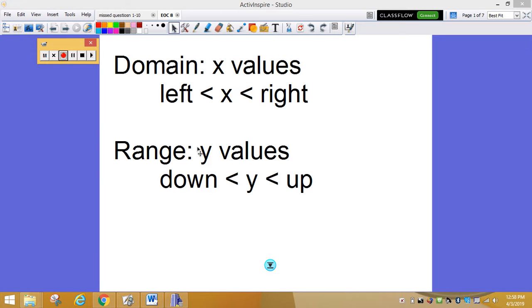So this lesson is all on domain and range, so you need to pause it and write these notes down. Domain is your x values, and it goes from how far left does it go to how far right does it go. And you'll notice that they're inequalities, and the middle letter is an x because it's domain. Range goes down to up, and it's y values, so again it's a y in the middle.